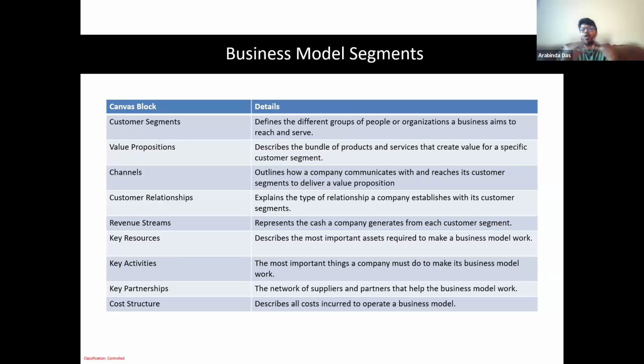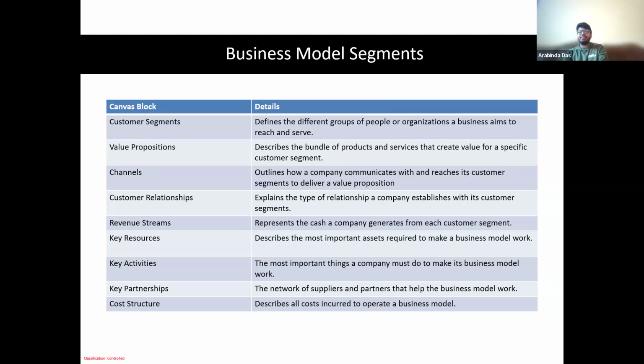Revenue stream is what revenue you are bringing to the company. Key resources describe what assets we need to make this business model work. For example, if you are trying to deliver a payment solution, the key resources can be the infrastructure, the API, maybe the API development team, the compliance and legal team. Those are the key resources. Without them, you can't deliver the payment structure.